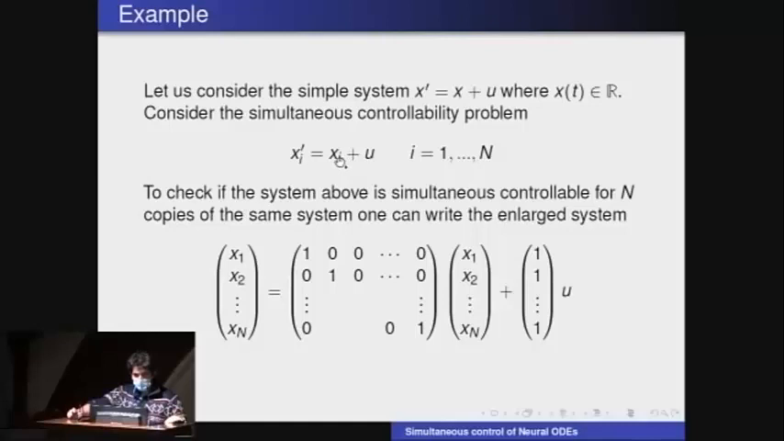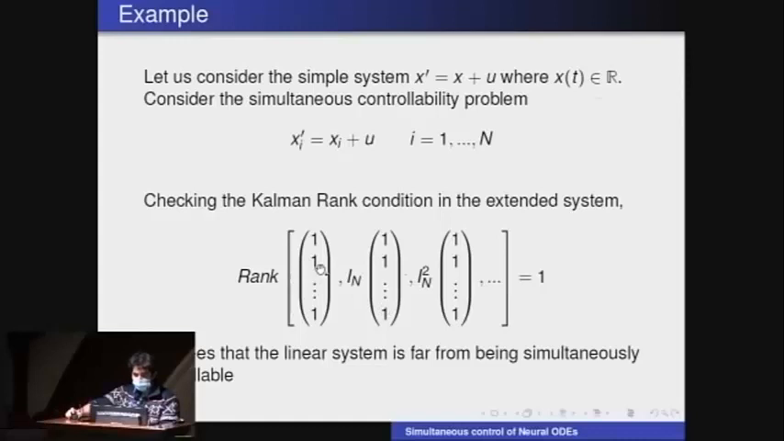As an easy example, we can set this dynamical system, x prime equals x plus u. As a single equation, this is trivially controllable. But when we consider many repetitions of it, we can extend the system to this linear system here, in which we have many copies, but we are asking them to be controlled with the same control function u. When one computes the Kalman rank condition, one realizes that it is basically a matrix full of ones, and the system is then far from being simultaneously controllable.